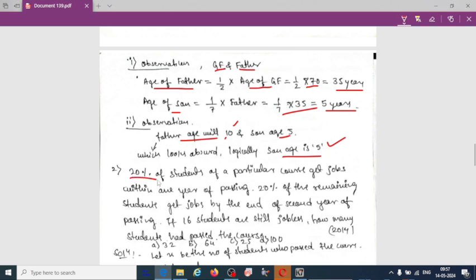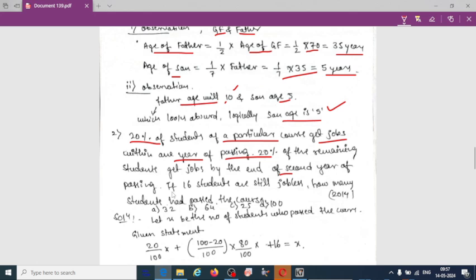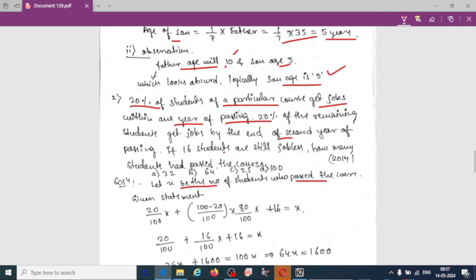Second question: 20% of students of a particular course get jobs within 1 year of passing. 20% of the remaining students get jobs by the end of the second year of passing. If 16 students are still jobless, how many students had passed the course? So let us take X to be the number of students who passed the course. 20% of students of the particular course get jobs within a year, so let us take 20 by 100.